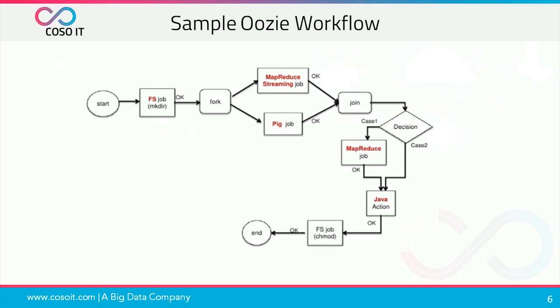Here we can see a sample OOZIE workflow. It's a sequence of actions arranged in a directed acyclic graph. It always starts with a start node and ends with an end node. A fork is used to run multiple jobs in parallel, like a MapReduce streaming job, and the other is the Pig job. When we use fork, there should be a join. We can also add decision tags to check if we want to run an action based on the output of the decision.